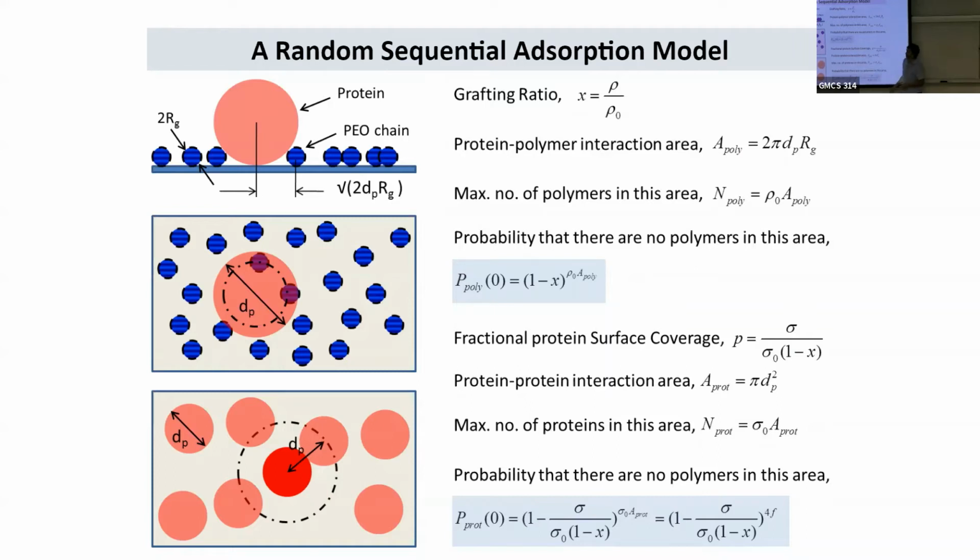Now, obviously, I put in a protein. That means another protein can come and sit there too. So there is another probability. So what is the probability that there is no polymer within the area of interaction? And what is the probability that there is no existing protein within the area of interaction? And so you can do the same thing. So probability that there is no polymer, probability that there is no protein, right? And then you say, okay, so what is the probability that a protein interacting with the surface does not encounter any resistance. And you can come up with very simple, very straightforward high school math.